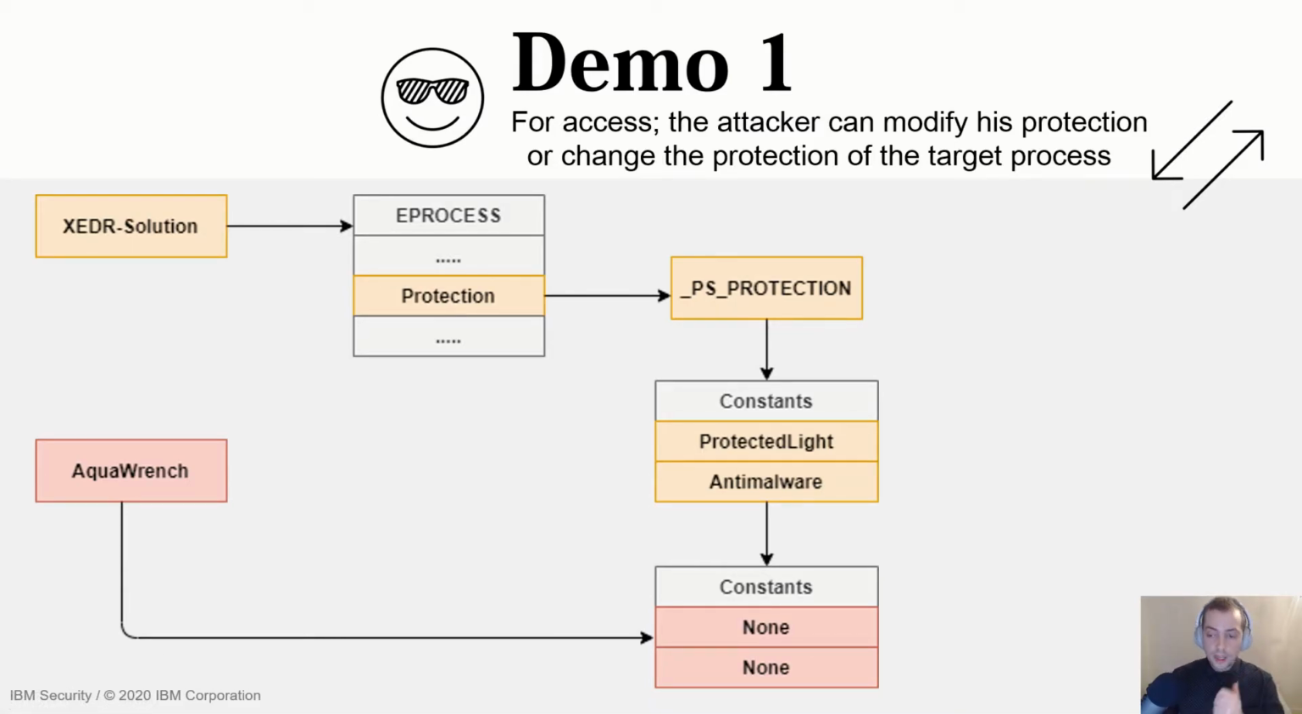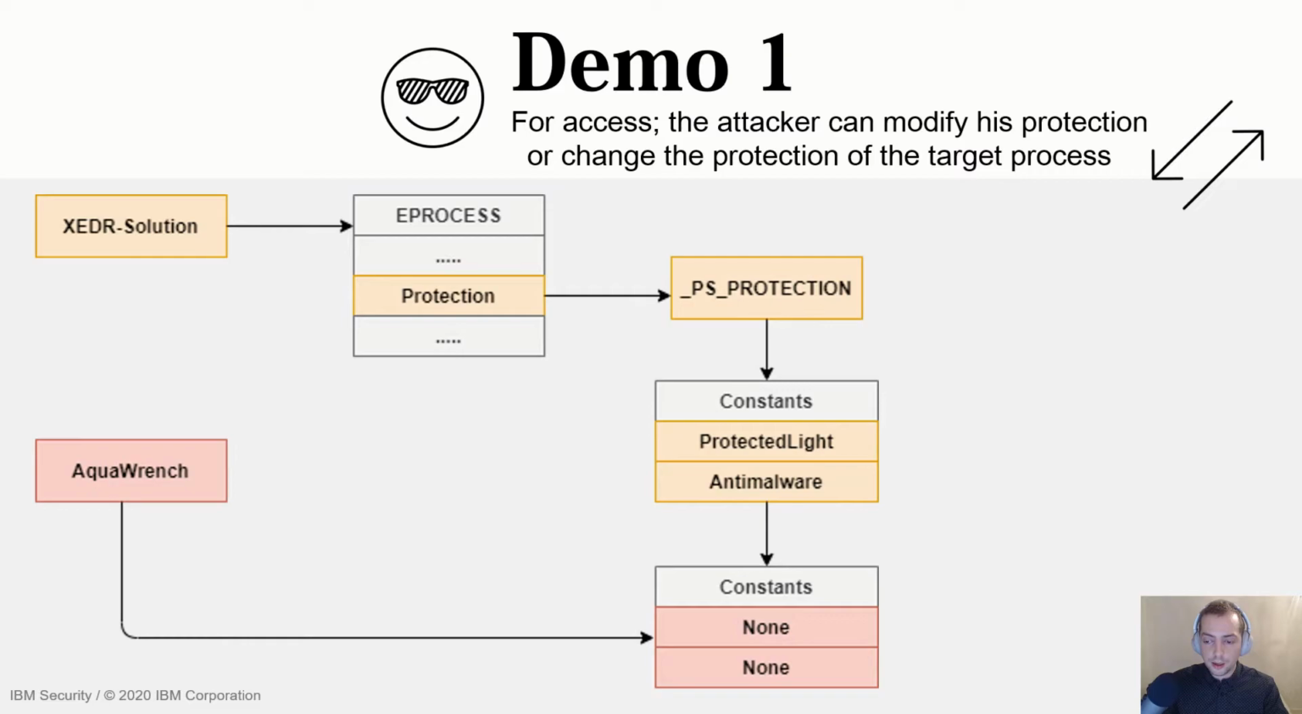Now, this structure actually contains about 3 elements. I'm only showing 2 here, but these are the ones we mostly care about. The top one, protected light, is the type of protection, if you want to consider it like that. The second one, anti-malware, is the signer, which you can think of as the function of this protected process. In this case, it's an EDR solution, so its signer will be anti-malware.